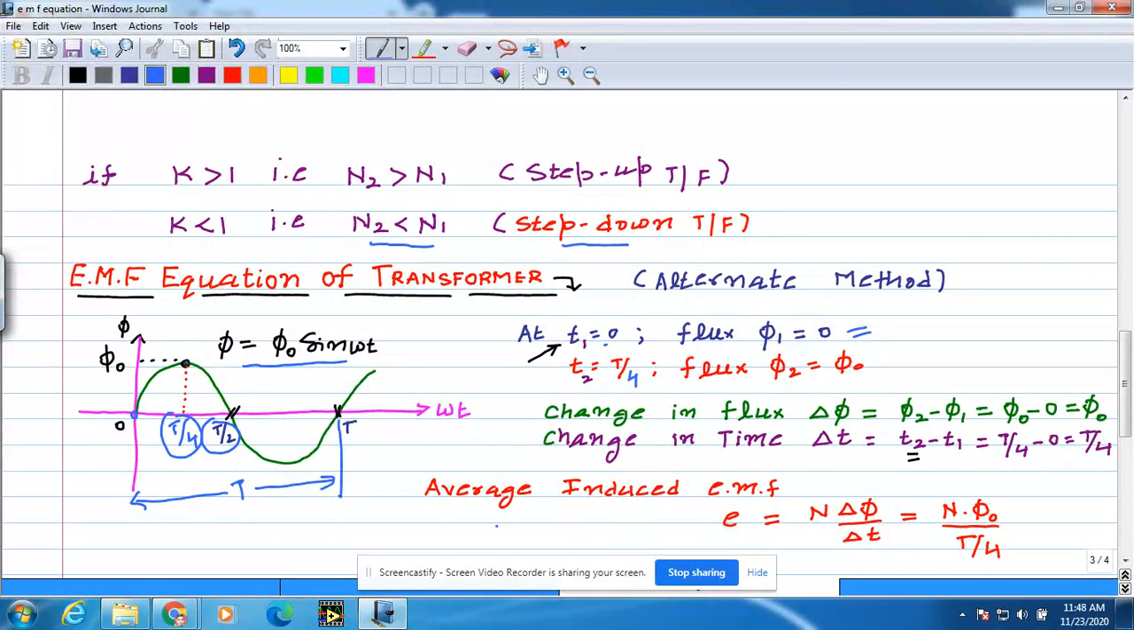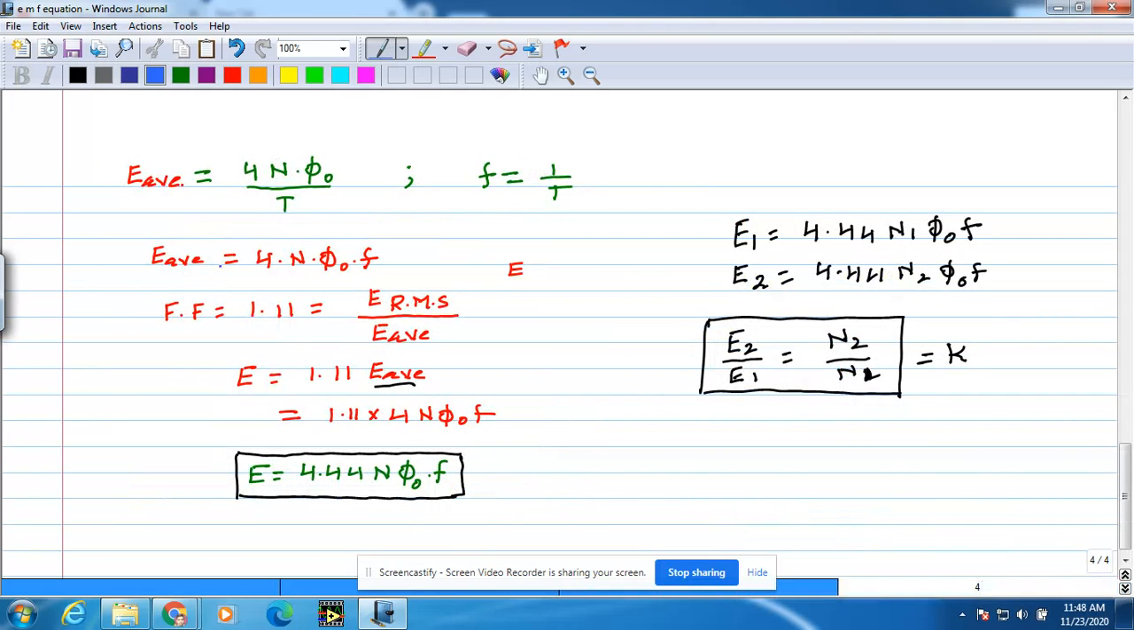So we know the average induced EMF between 0 and T by 4. The induced EMF E will be equal to N delta phi by delta t. Substituting the value of delta phi, this is phi naught, and delta t is T by 4. Clear? Now finally, what will we have? E average should be equal to 4 N phi naught divided by T.